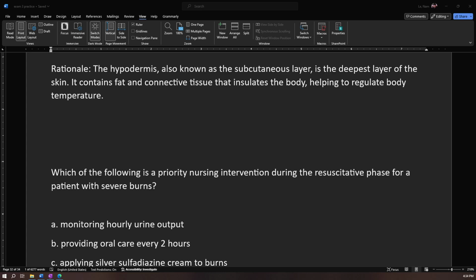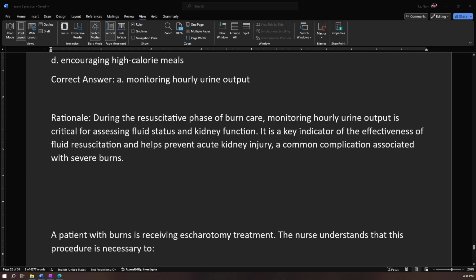Which of the following is a priority nursing intervention during the resuscitative phase for a patient with severe burns? A. Monitoring hourly urine output. B. Providing oral care every 2 hours. C. Applying silver sulfadiazine cream to burns. D. Encouraging high-calorie meals. Correct answer. A. Monitoring hourly urine output.